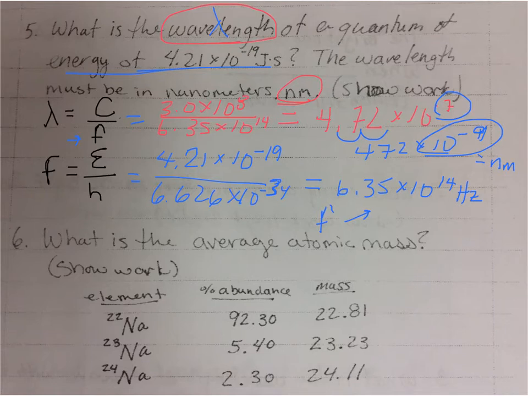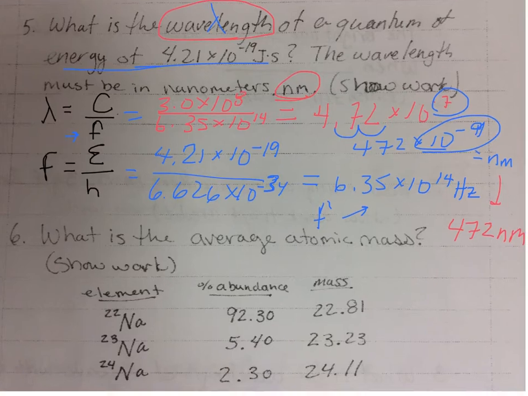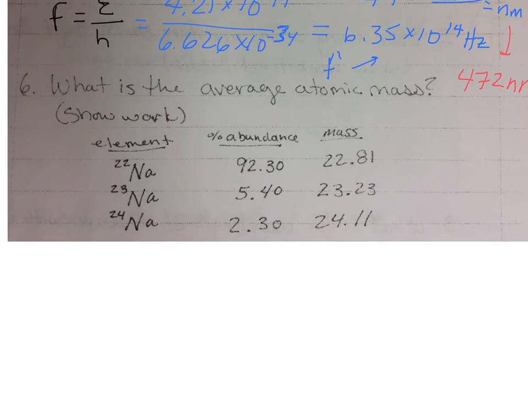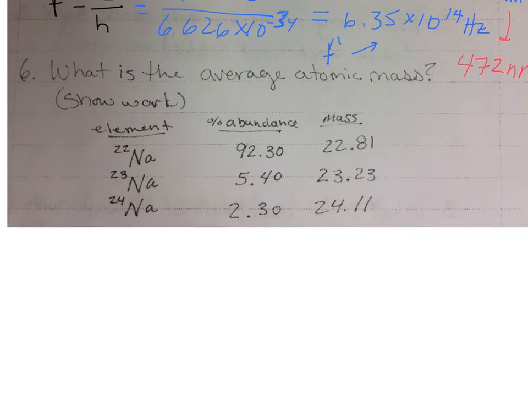And so your answer, move right down here, would just be 472 nanometers. Okay? All right, so let's move on to the next problem here. The next problem here is, what is the average atomic mass?